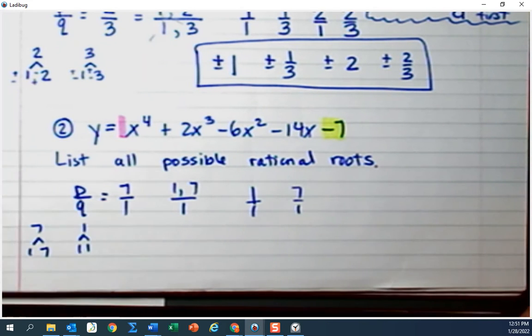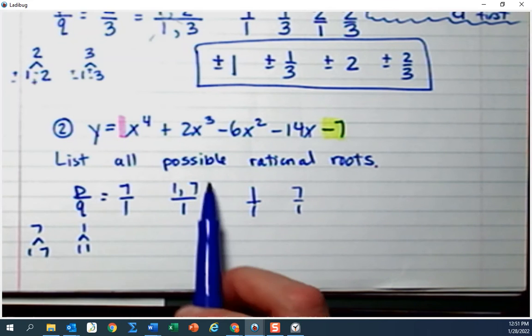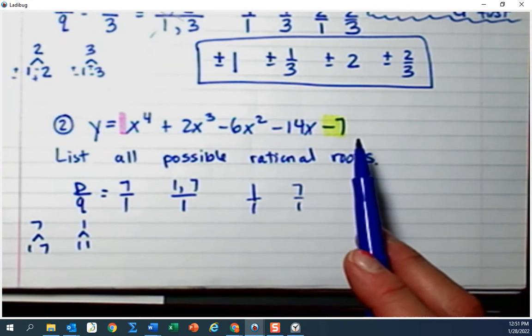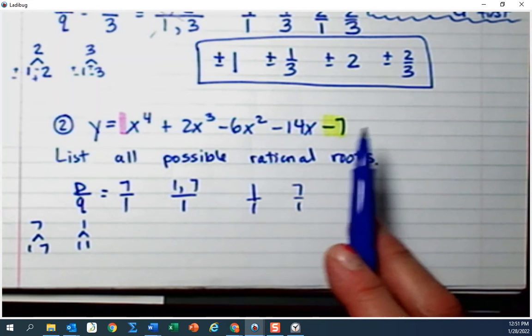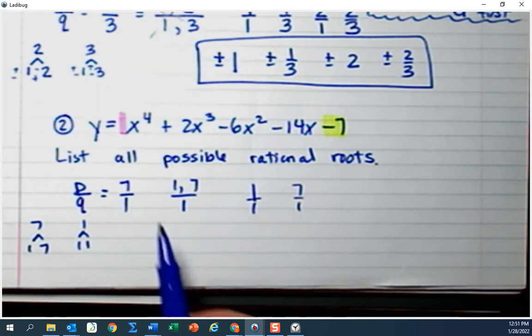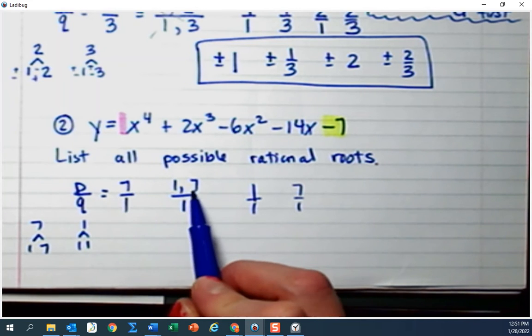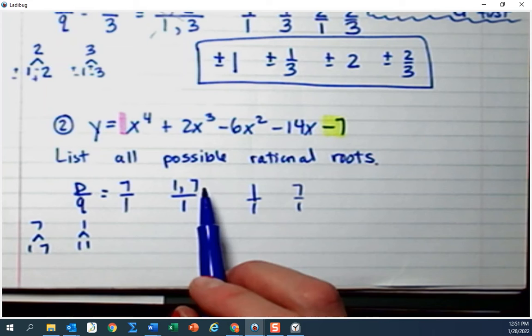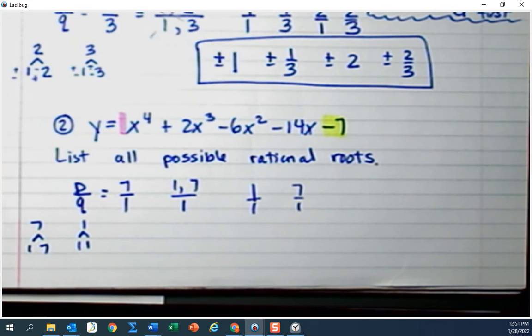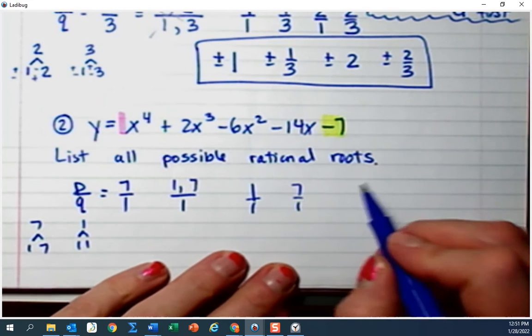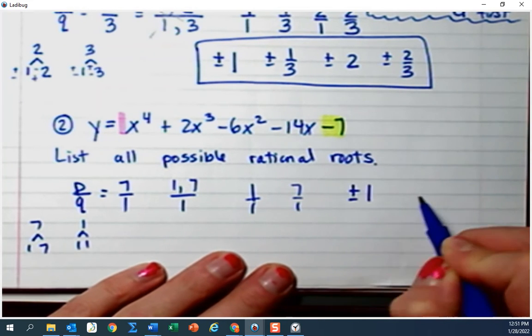Wait, how did you get 1, 7, and 1? Oh, I did not write the -7. You don't have to, the negative's not actually important. It's the last number over the first number, but it's factors of the last number, which is 1 and 7, and factors of the first number, which is just 1. And then I pair them up, and then I write my final list.